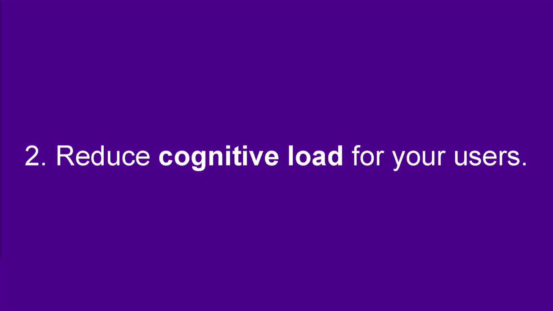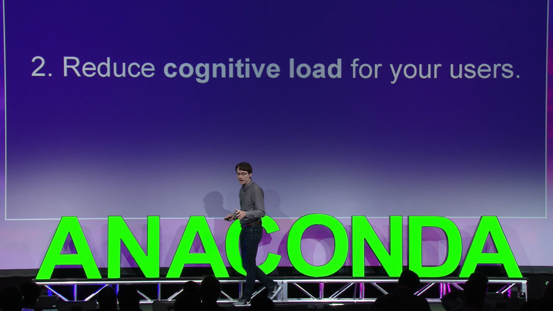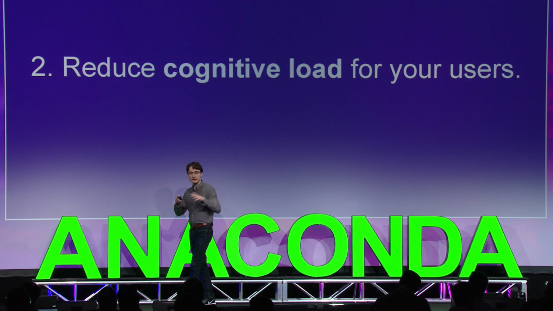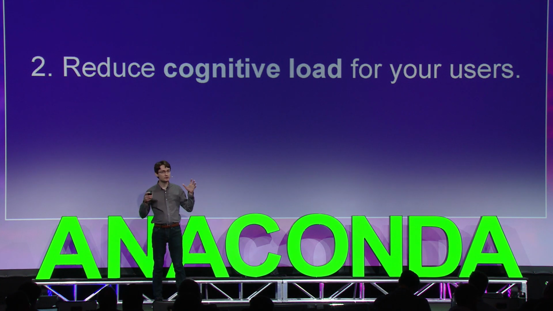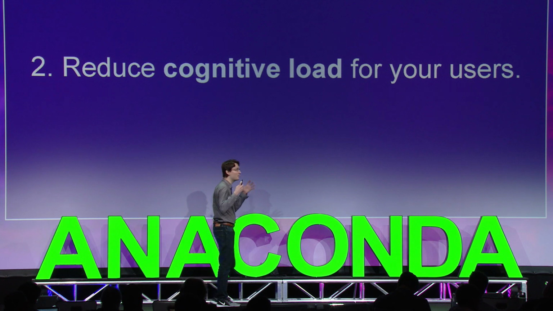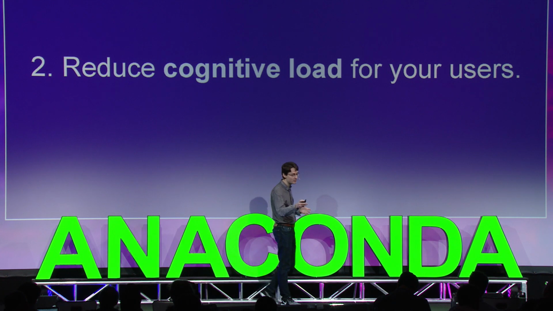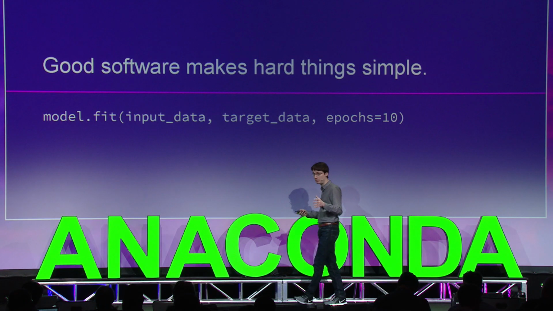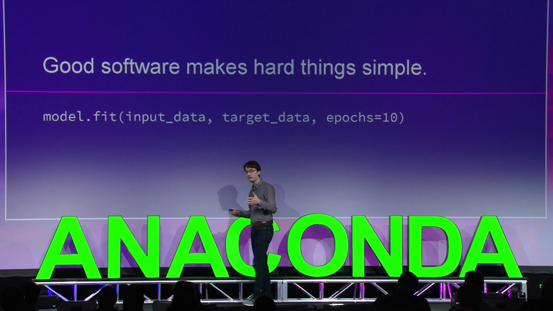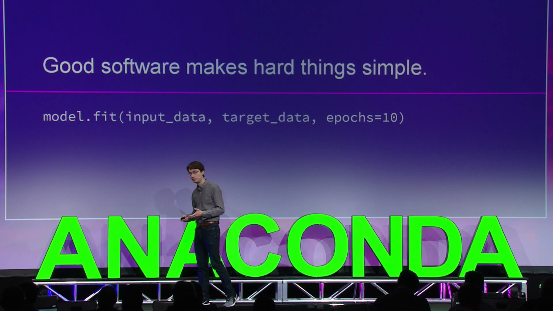So the first rule was design end-to-end workflows that are all about what your users care about. And the second rule is, in these end-to-end workflows, you should seek to minimize cognitive load. So you should seek to make things simple. It's always about the user and making it easy for the user. So the thing with good software is good software makes hard things easy, makes hard things simple, right?